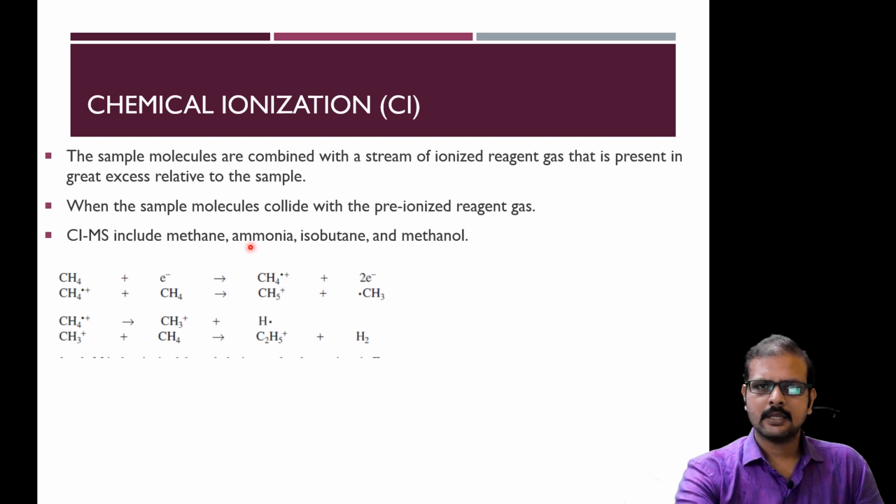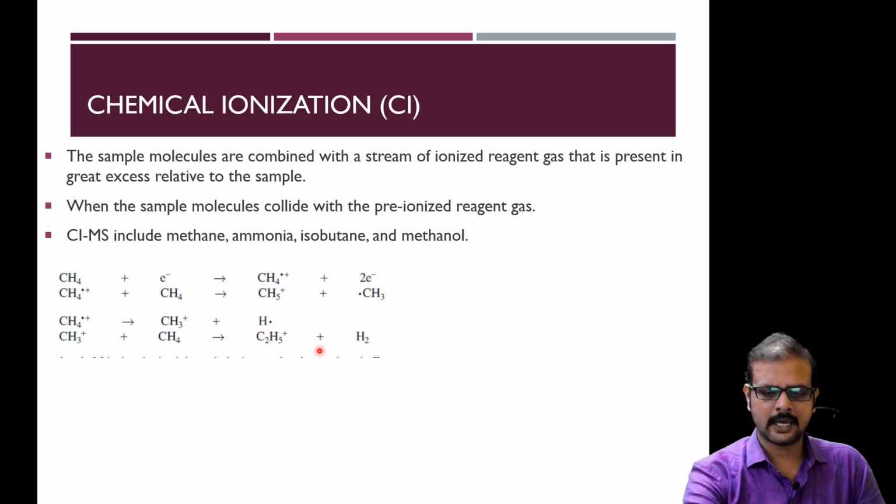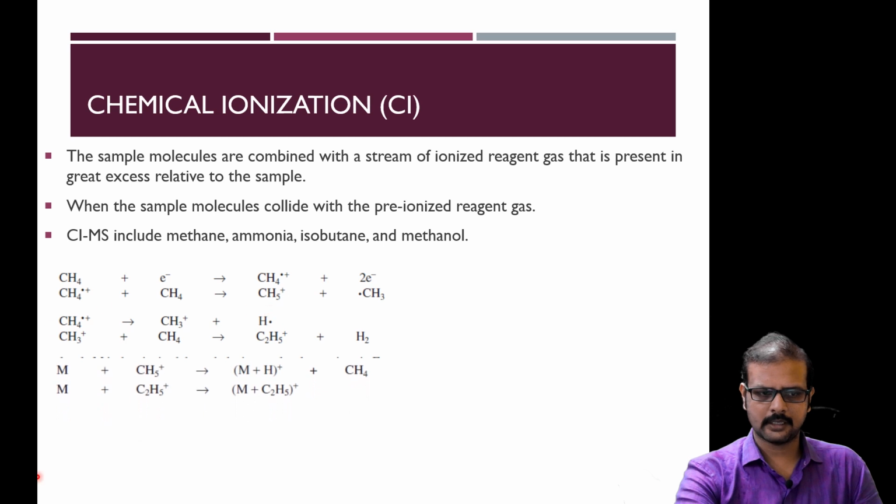The next method is chemical ionization, where first the chemicals, such as methane, butane, isobutane, methanol, or molecules like ammonia, are first hit with an electron, like the previously discussed electron ionization. The methane is hit with an electron to form positively charged species like CH5 plus and C2H5 plus. These then collide with the sample to form M plus H or M plus C2H5 plus ions. So there is a proton transfer here, forming a positively charged ion.